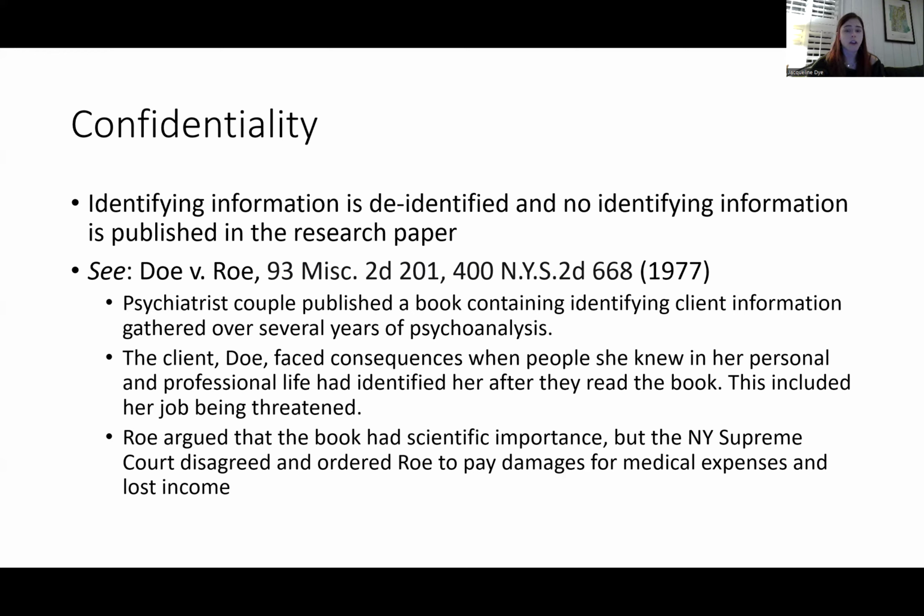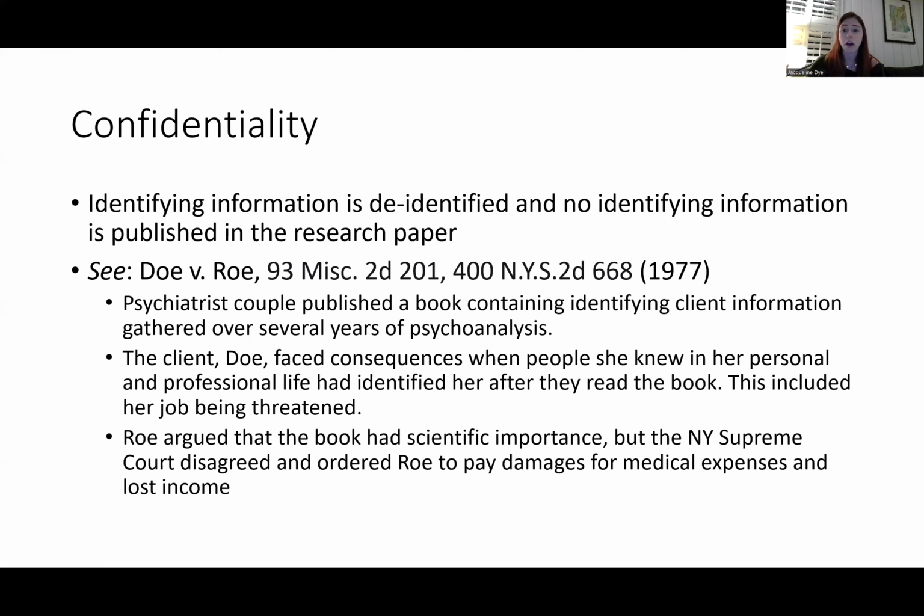There is an interesting case in 1977 called Doe v. Roe, and that had to do with confidentiality. The New York Supreme Court had looked at this case where a psychiatrist couple, so it was a husband and wife, had published a book that contained identifying client information that they had gathered over several years of doing psychoanalysis with the client, who they referred to as Doe. The client, as a result, had faced consequences because people in her personal life had read this book and were able to gather enough information from what was provided to make a connection that it was talking about her, this woman.